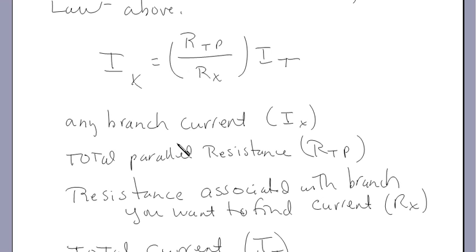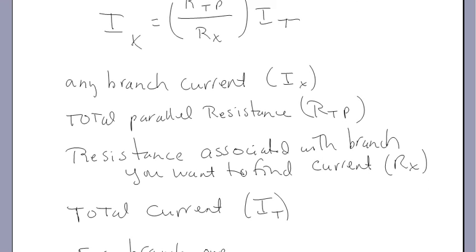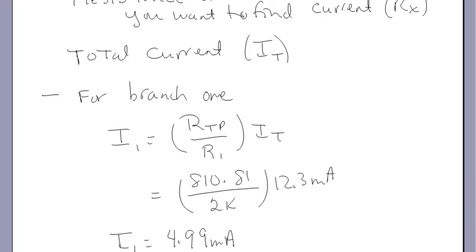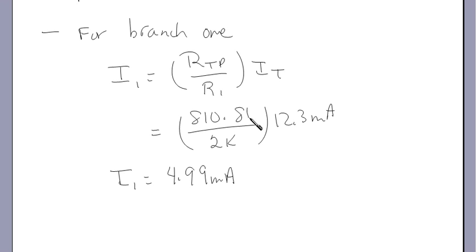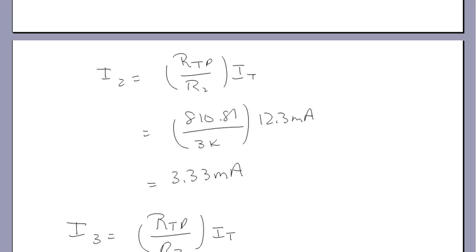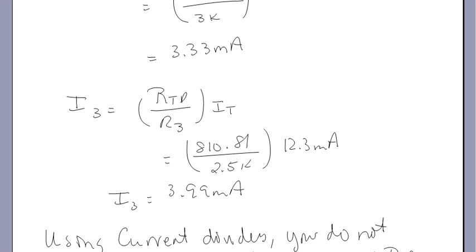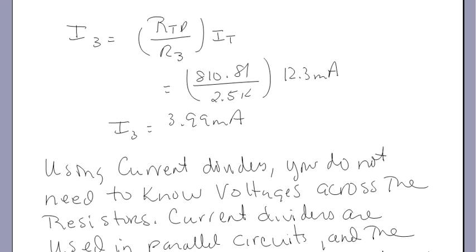So I say any branch current is IX, total parallel resistance is RTP, Rx is the resistance associated with the branch that you're trying to find, and total current is IT. So from the same example above, for branch 1, total parallel is 810, R1 was 2K, IT I found before was 12.3, so that gives me 4.99. I think when I used Ohm's law I got 5. For I2, again, total parallel is 810 over R2 is 3K times 12.3 milliamps. I get 3.3 milliamps. And for I3, 810 over 2.5K times 12.3 is 4 milliamps. So these all are the same numbers.